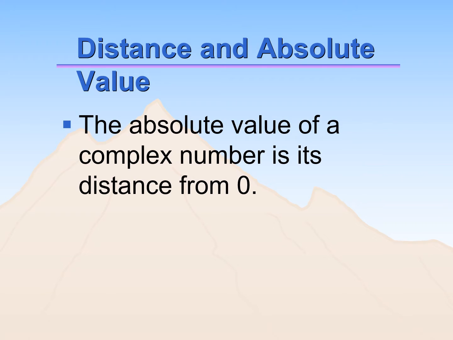So the absolute value of a complex number is its distance from 0. Here's the definition. The absolute value of a plus bi is equal to the square root of a squared plus b squared. And we got this formula using the Pythagorean theorem that I showed you in the last example.